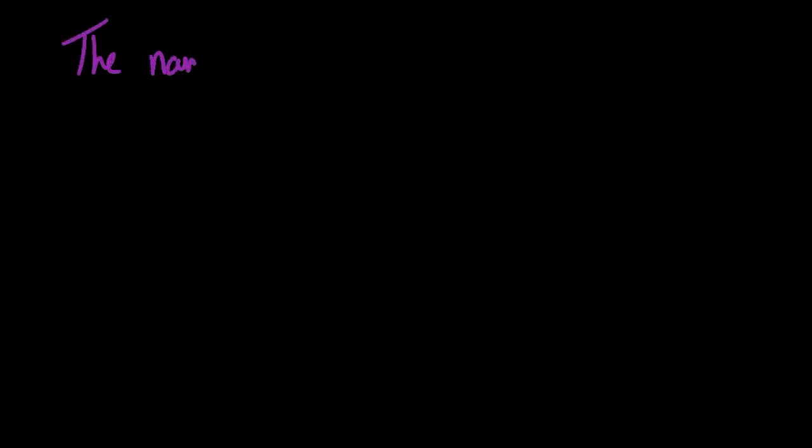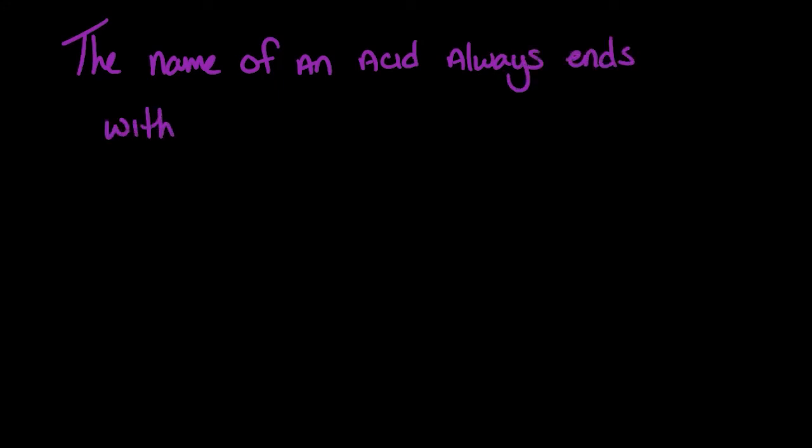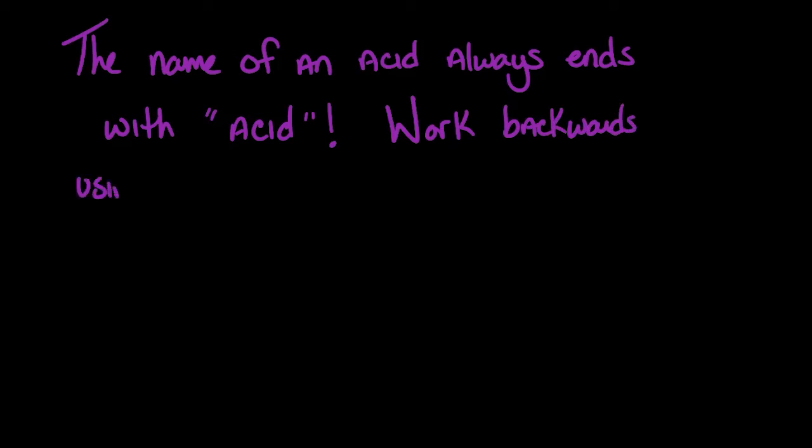So what if we're given the name of an acid and we want to write its chemical formula? Well, recognizing the name of an acid is actually pretty simple because the name of an acid always ends in acid. So after we identify that we are in fact trying to write the chemical formula of an acid, it's just a matter of applying the 3 rules that we talked about earlier.